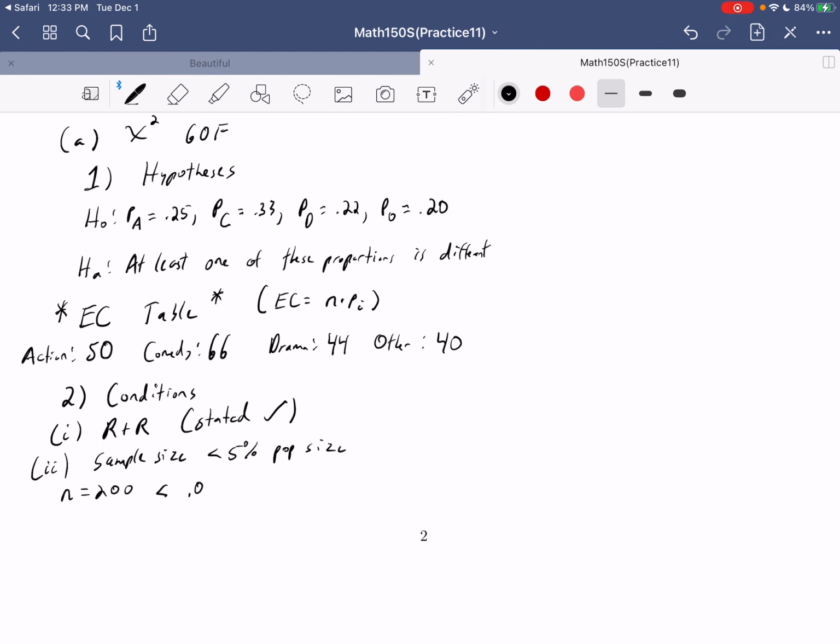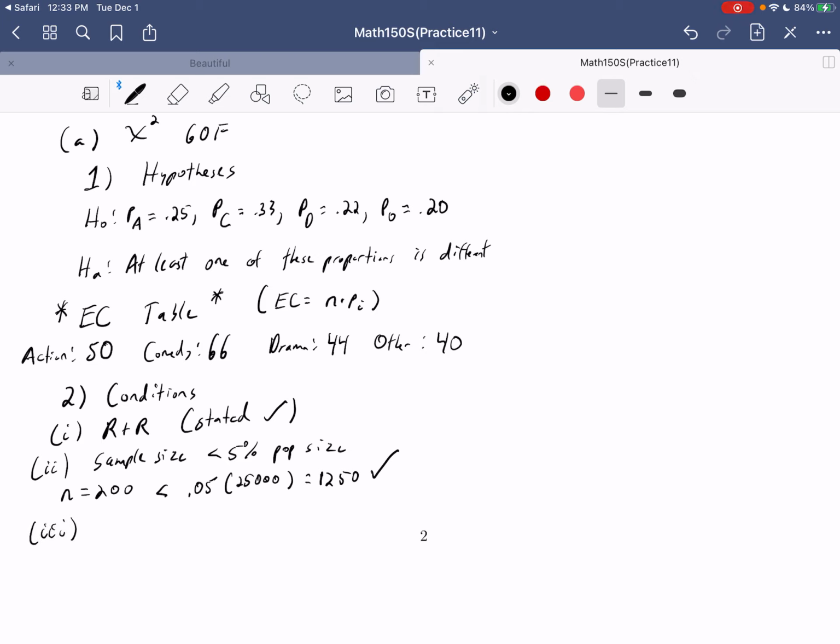So is this really less than 0.05 of 25,000? Well, if we do a quick check, 0.05 times 25,000 on our calculator gives us 1250. So is that a true statement? 200 less than 1250? Definitely, so we're all good there.